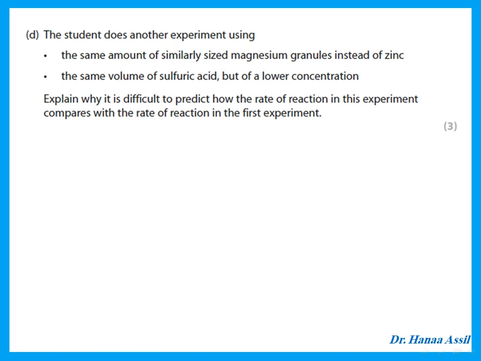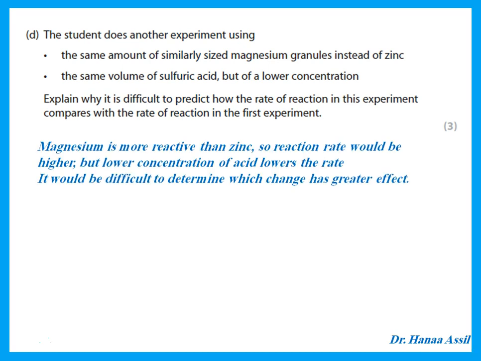But then, at the same time, he's using acid of lower concentration. You should know that lower concentration means the rate should be slower or less rapid. That means that one of them is going to make it faster, the other one is going to make it slower. So it would be difficult to determine which change has greater effect. So I cannot tell overall, would my reaction be faster or slower? Do we understand this?